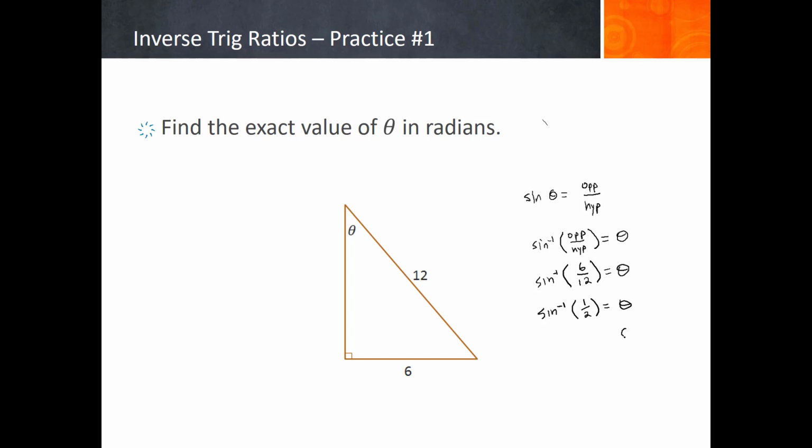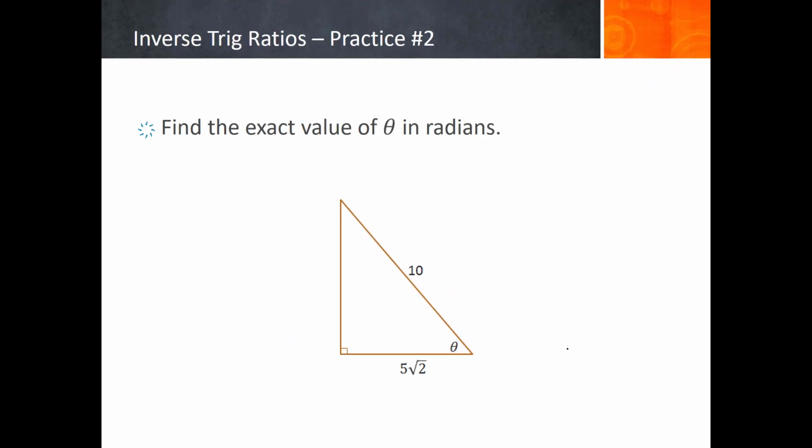So what we're trying to compute at the end here is what angle makes sine equal to a half. That's the question we want to ask. If we look back at our unit circle, we know that an angle of 30 degrees will make sine equal to a half. So our answer here would be 30 degrees. Or if we wanted to write this in radians, it would be pi/6.